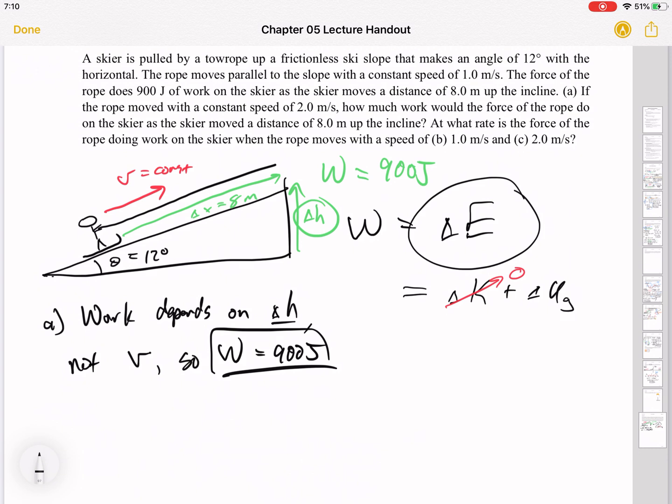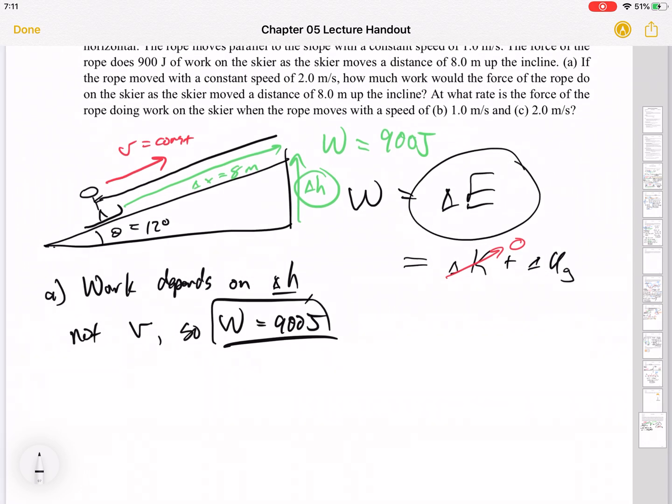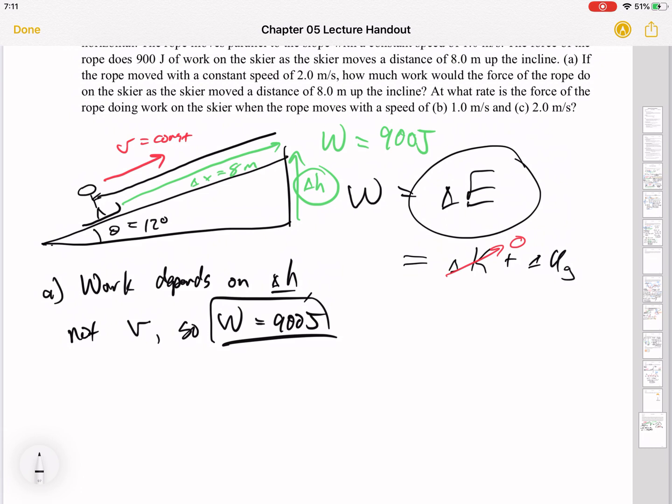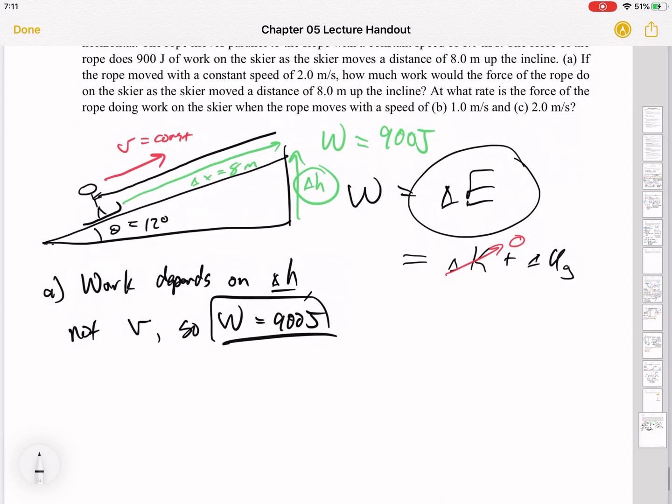But the rate at which that energy is delivered actually does go up by a factor of 2. So let's ask that question then. At what rate is the force doing work at 1 meter per second and at 2 meters per second? So the questions for B and C are: what is the power? Because remember, power is delta E over delta T. That's a rate, right? Delta something over delta T is a rate.